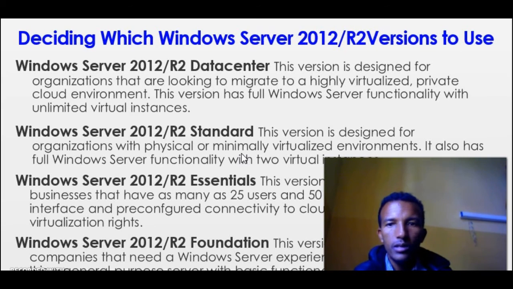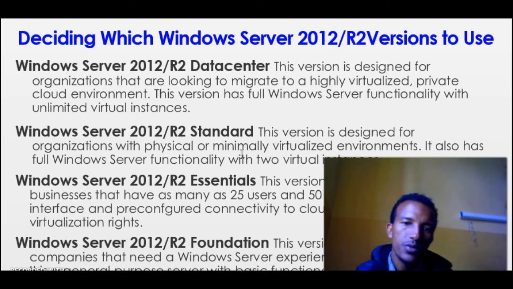Datacenter. This version is designed for organizations that are looking to migrate to a highly virtualized private cloud environment. So this version has full Windows Server functionality with unlimited virtual instances. The other version is Windows Server 2012 Standard. This is also designed for organizations with physical or minimally virtualized environments. It also has full Windows Server functionality with 2 virtual instances.